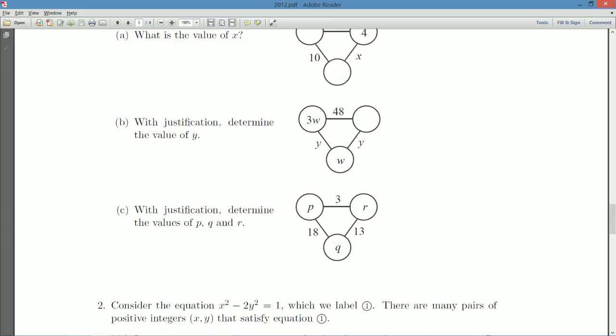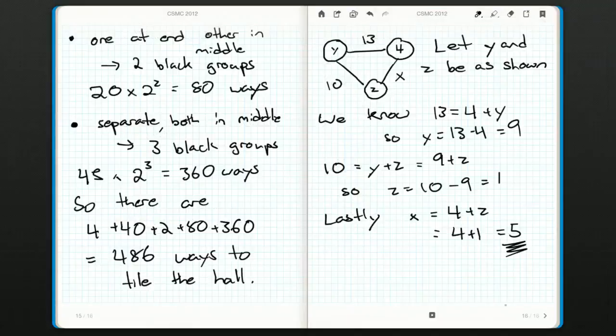Alright, B. With justification, determine the value of y. So they're referring to this diagram over here. We're given a 3w, we're given w, and we know that this sum and this sum are going to be the same. And we have this bubble not quite filled in. So since both of these sum up to y, and they have a common w, we should be able to tell that this is 3w. And from there, we should be able to use that 48 to solve the question.